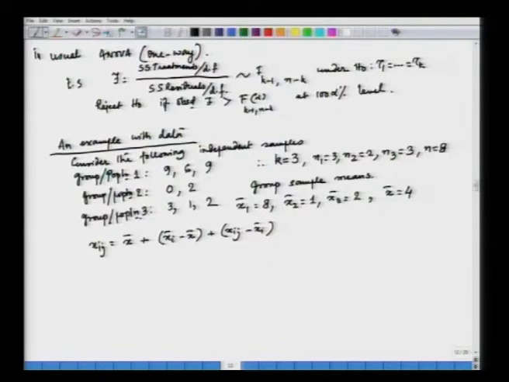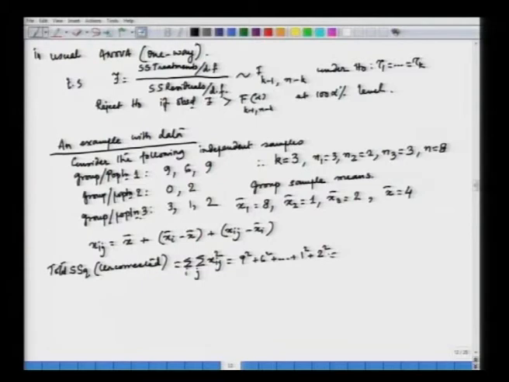So I have the total sum of squares uncorrected, which is nothing but the sum of squares of xij, a double summation over i and j, and this is nothing but 9 square plus 6 square. I go on taking the square of the observations, up to 1 square plus 2 square, which gives me 216. I am not exactly interested in this, but instead I am interested in the total sum of squares corrected.